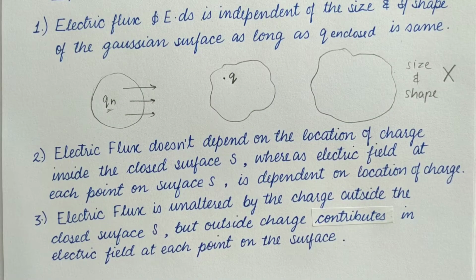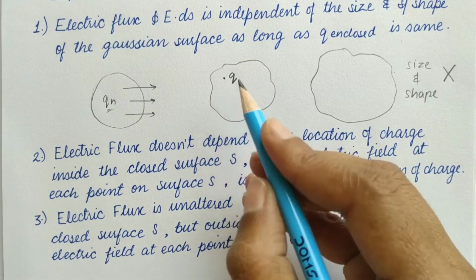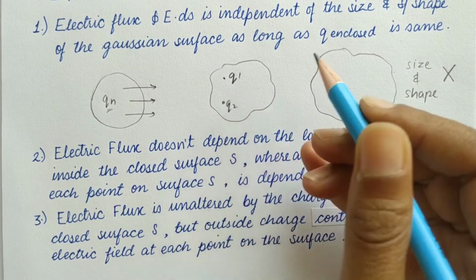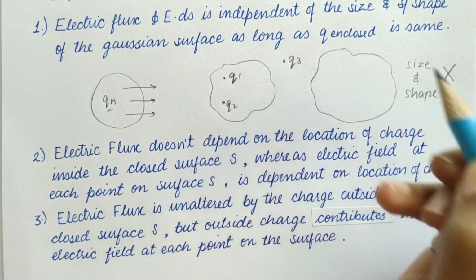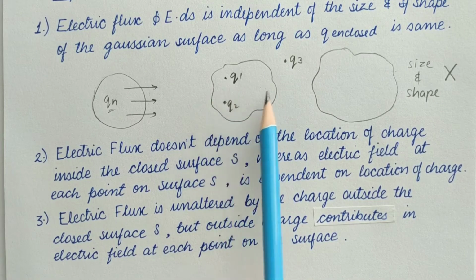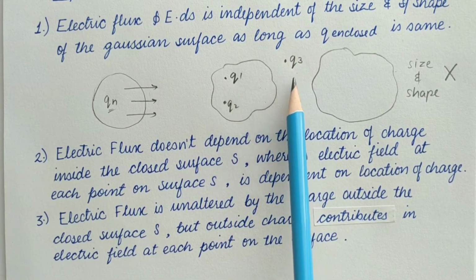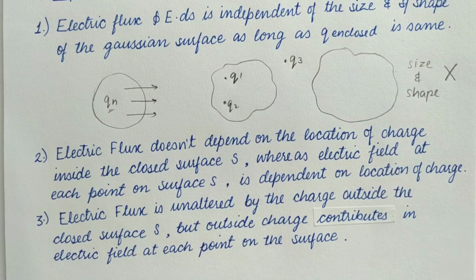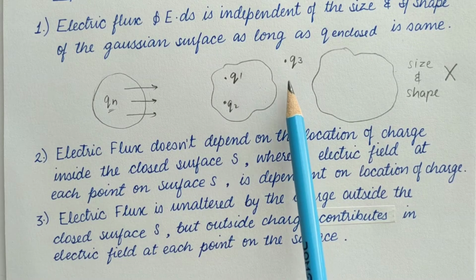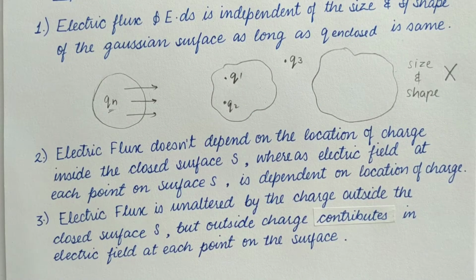So number 3, electric flux is unaltered by the charge outside the closed surface S, but outside charge contributes to the electric field at each point on the surface. Now see, if we have a Gaussian surface and we have charges inside as well as outside. So the flux produced by the charges will not be affected by the charges placed outside the Gaussian surface. So no variation in the flux, no matter whether the charge is inside or outside. But electric field will vary.